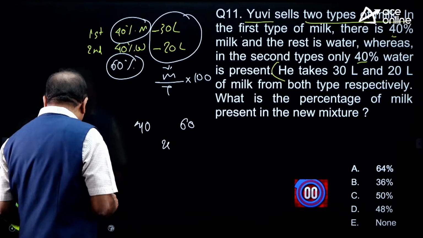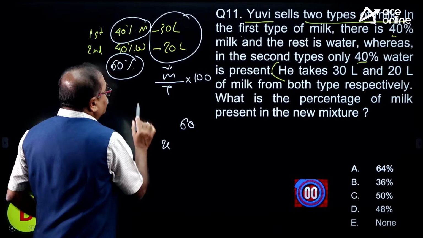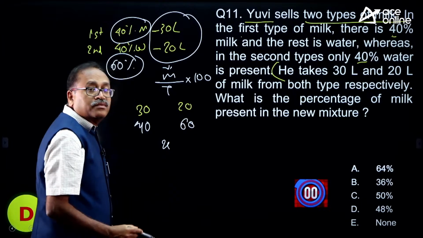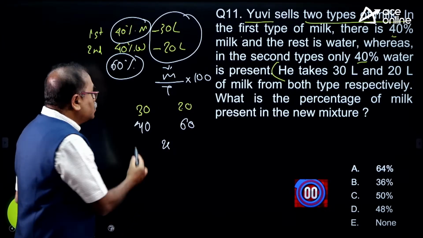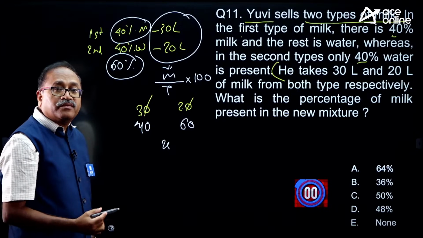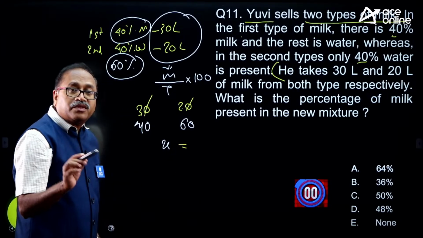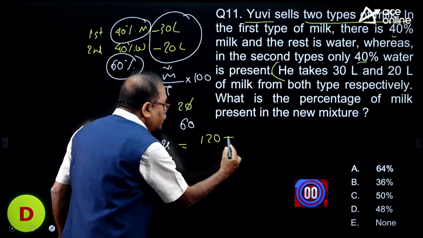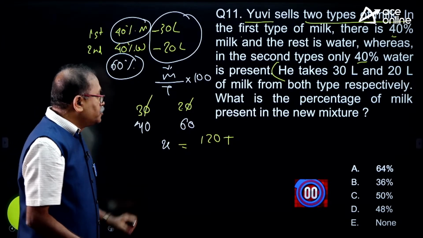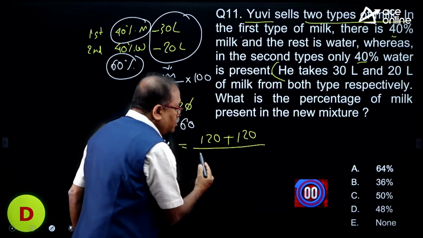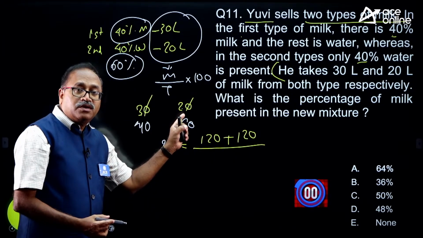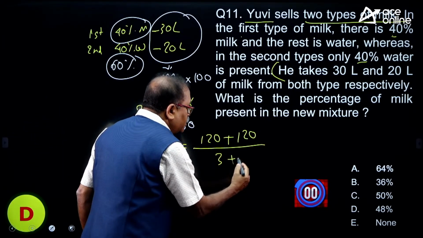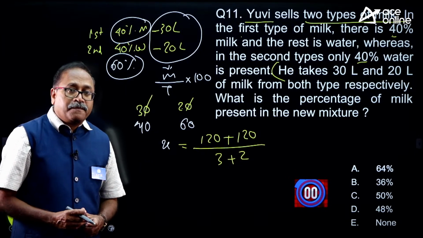Look at this one, how easy I can answer the question. In the first case, the quantity is 30 liters. In the second case, it is 20 liters. The ratio of this is 3:2. So what will be the x value? The mean value will be 40 into 3, that comes 120, plus 60 into 2, that comes 120, divided by the ratio of the quantity, that is 3 plus 2. I am purposefully writing here so that you will understand what I am doing.